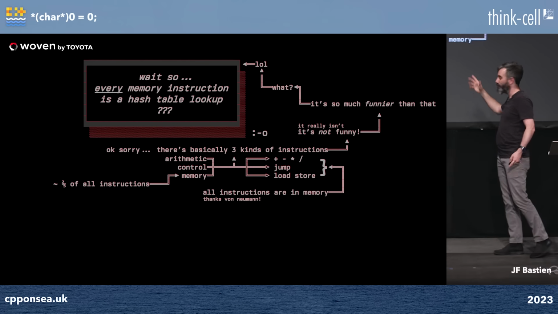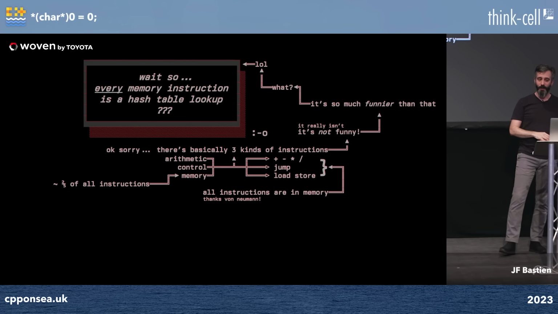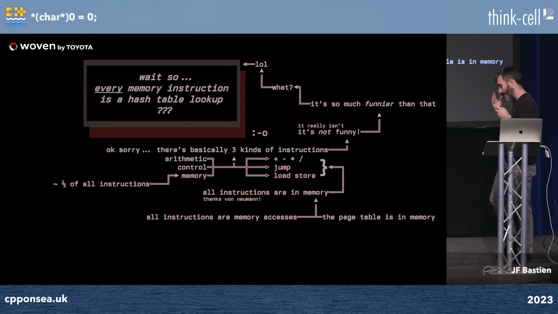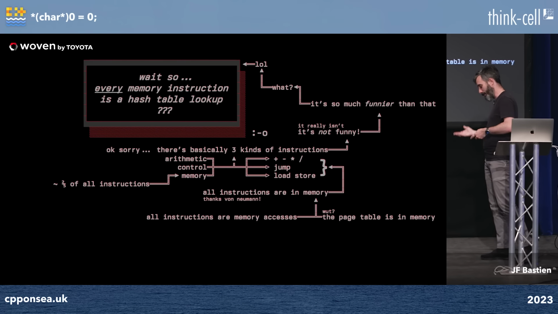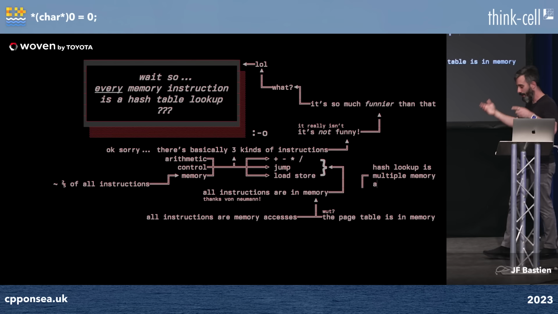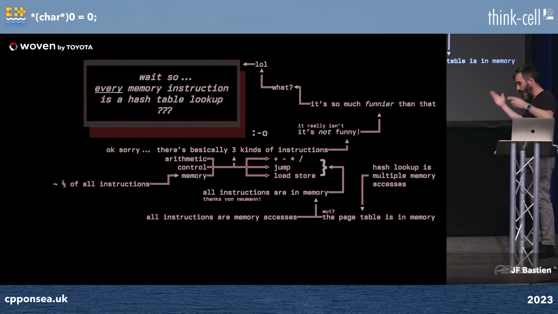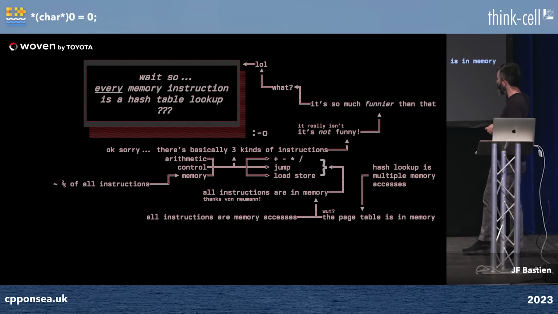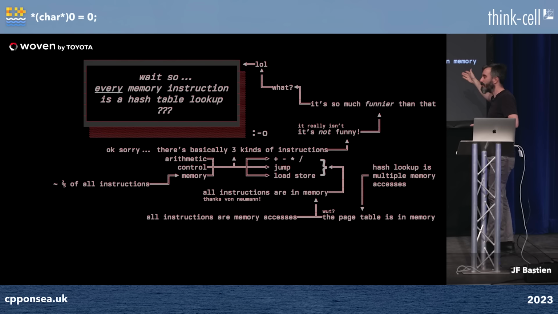And the other thing is all those instructions are in memory, right? Thanks to von Neumann. It's a von Neumann architecture compared to a Harvard architecture. So all the instructions themselves are in memory. And so every time you execute instructions, you do a hash table lookup. Maybe that instruction is a load or a store. 2/5 of them are, in which case it's also a hash table lookup. All instructions are memory accesses in themselves. The page table itself is in memory, usually.